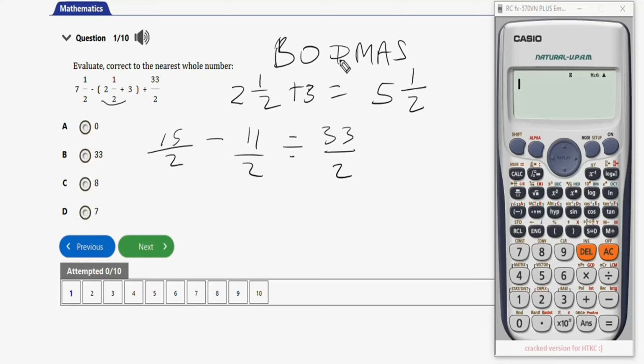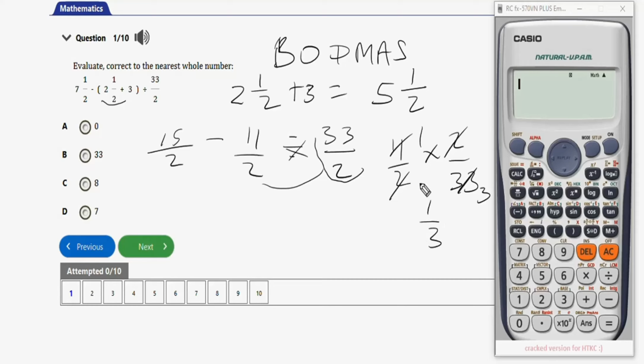After the bracket, the next letter is the D, which is division. So let's take care of this one. In maths, you need to change this to multiplication and invert what you have here. So this will be 11 over 2 times 2 over 33. So we have 1 over 3. Let's bring it to this place. Now it will be 15 over 2 minus 1 over 3.